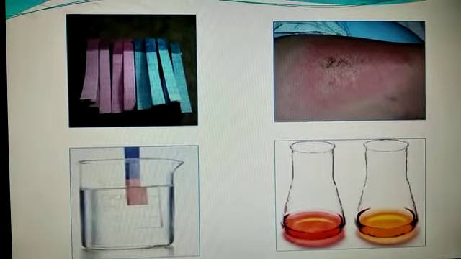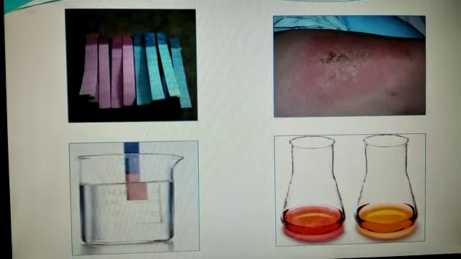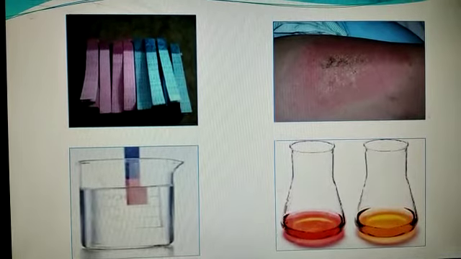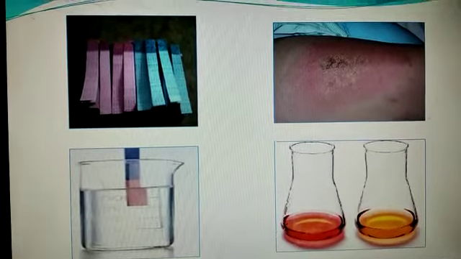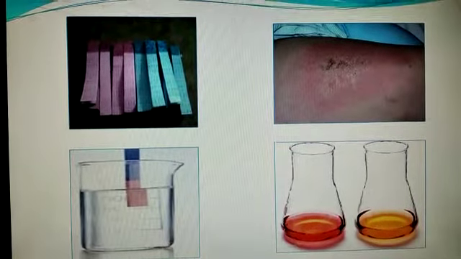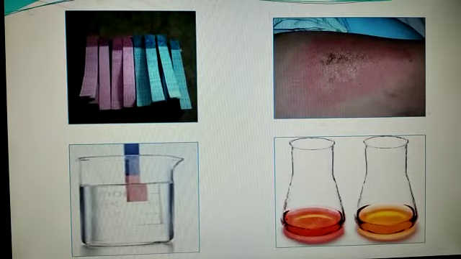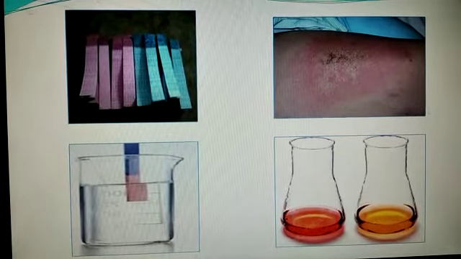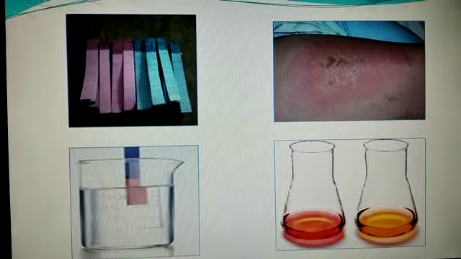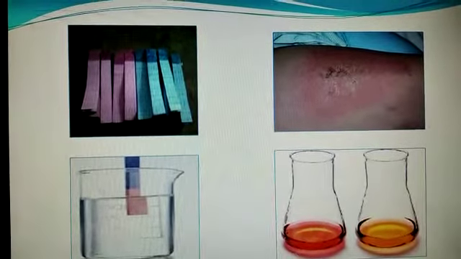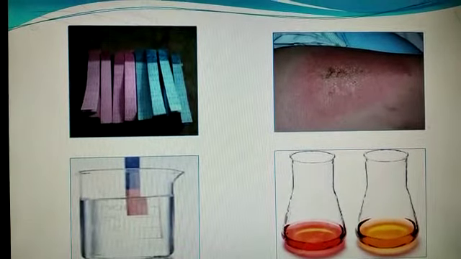Same is the case with methyl orange: when we add acid to the methyl orange, it changes its color from yellow or orange to red. Here you can see in the diagram the burning effect of the acid on the skin. Therefore, we have to be very careful during the use of the acid.